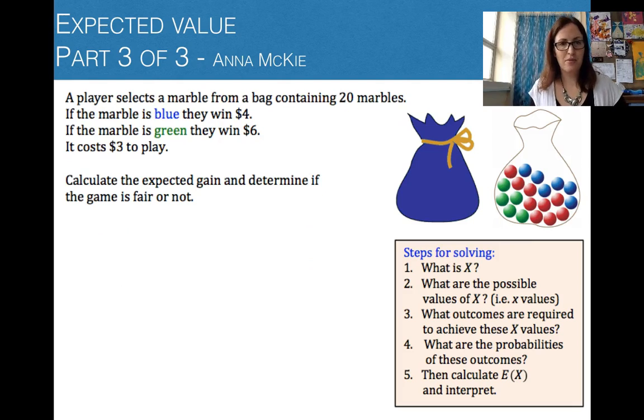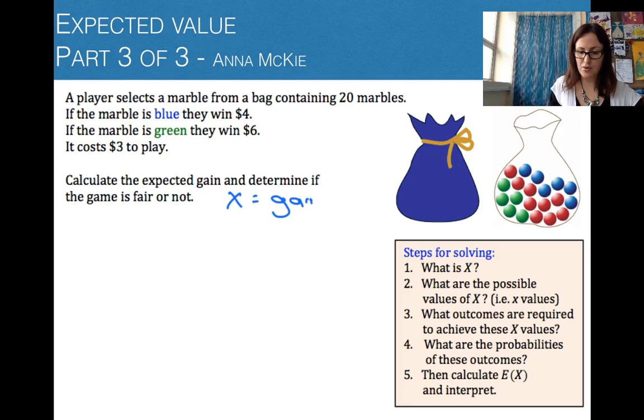And one more example. A player selects a marble from a bag containing 20 marbles. If the marble is blue, they win $4. If it's green, they win $6, and it costs $3 to play. So first of all, let's work out the expected gain, but let's follow our steps. Name what X is each time. So X is the gain, how much we gain each time.